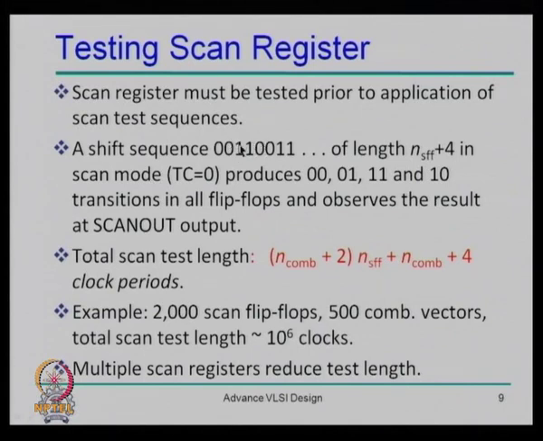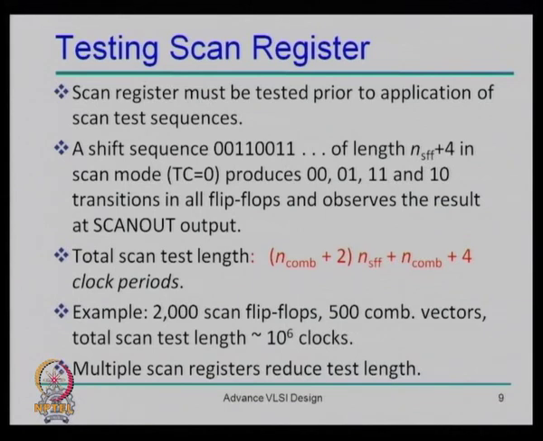Otherwise, if one flip flop cannot store 1, that it stores permanently 0, in that case after a while all the bits will be 0, because the entire bit stream is going through that particular flip flop. So, that means the scan chain itself is faulty.